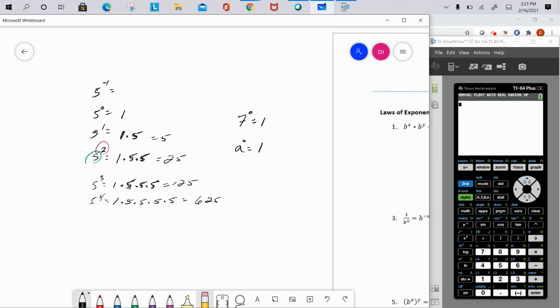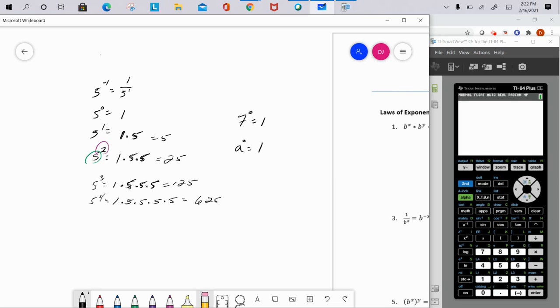Okay? Very closely related. You find -5 on the number line by going in the opposite direction, going to the left instead of to the right. So if I've got 5 to the negative first, what that means is I'm going to start with 1, and I'm going to do the opposite of multiplying. That's dividing. I'm going to divide by 5 once.